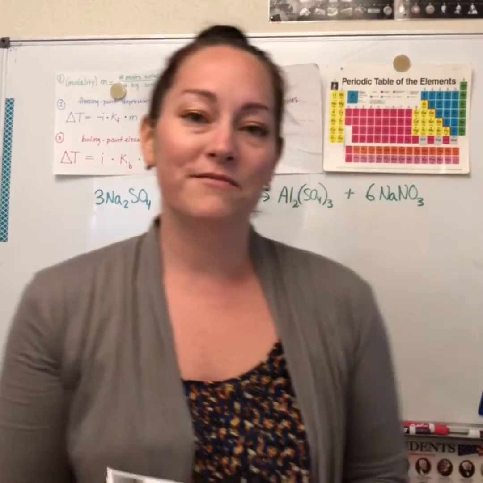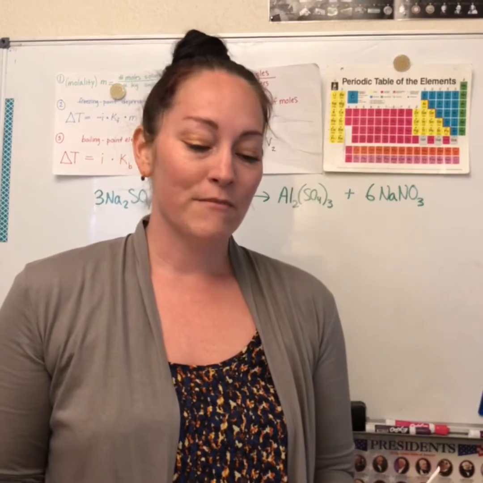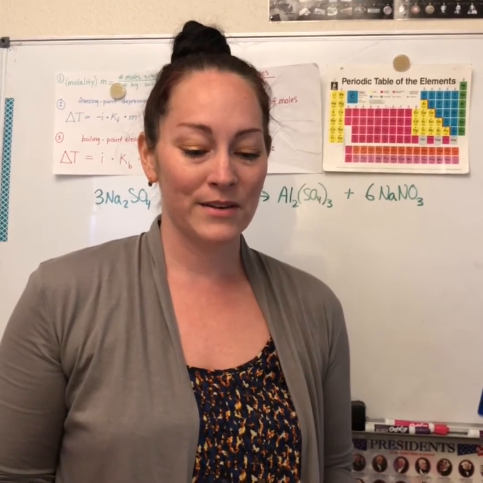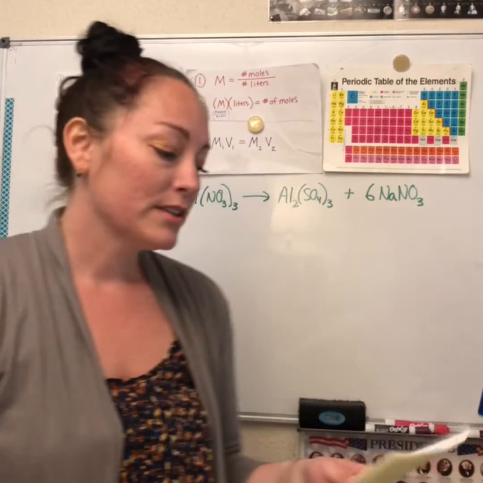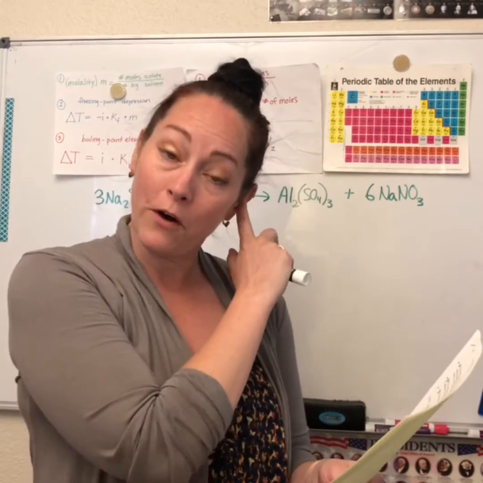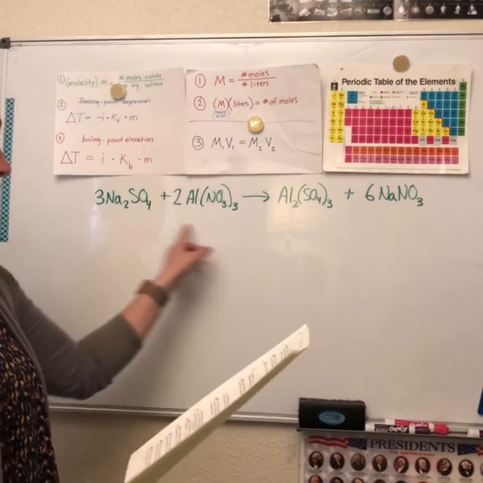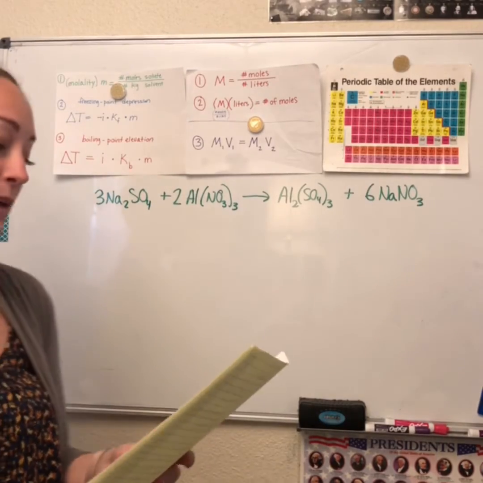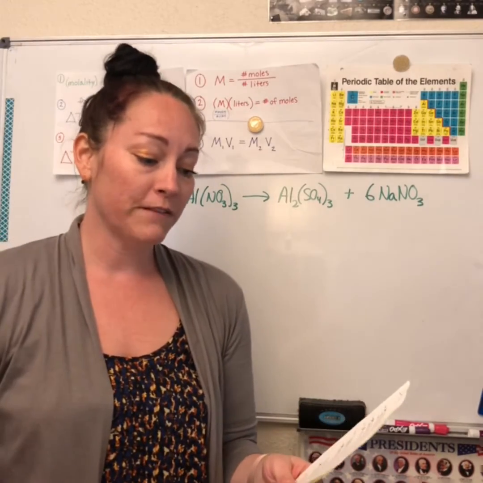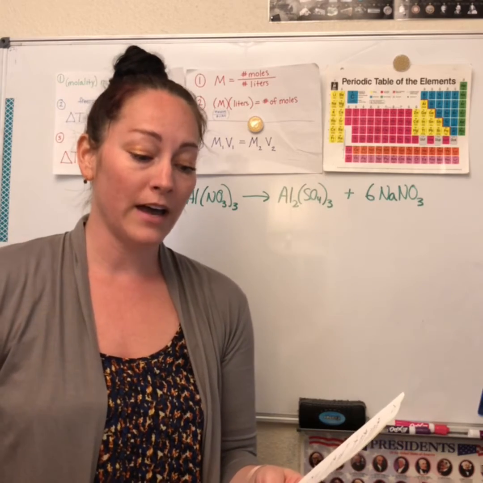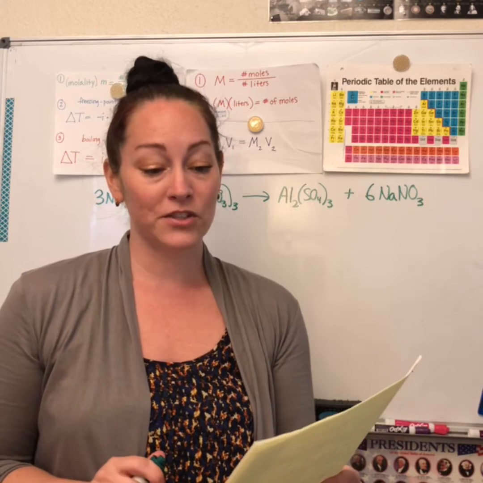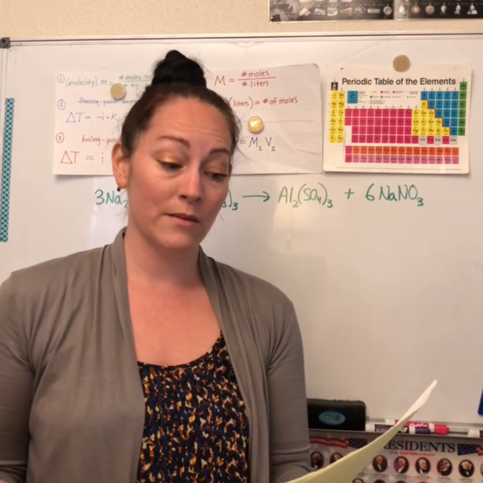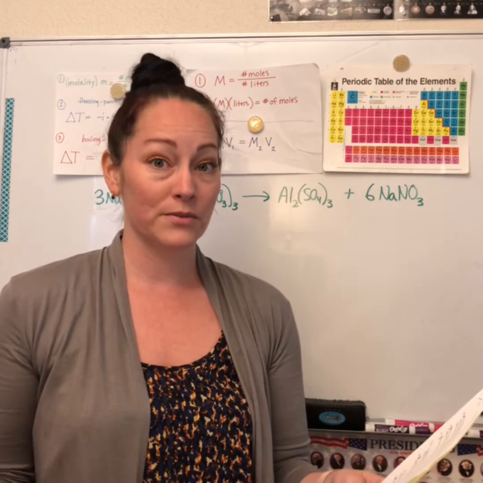All right, so we left off on Module 11, practice problem number 3. So this is where we're going to start, okay? It says, the following reaction is performed in a lab, and then it gives you this equation right here, okay? And then they say if 345 milliliters of 1.25 molarity aluminum nitrate is added to an excess of sodium sulfate, how many grams of aluminum sulfate will be produced, okay?